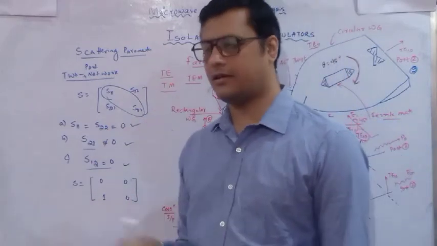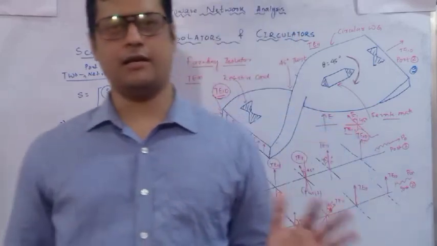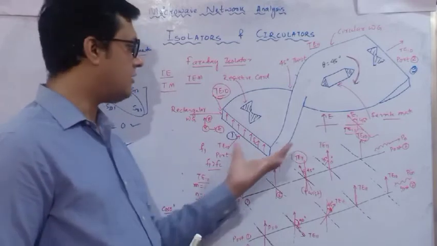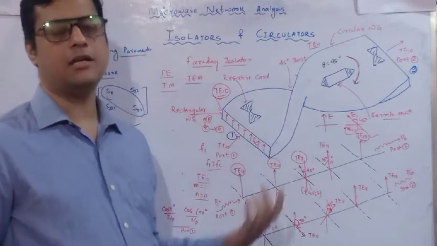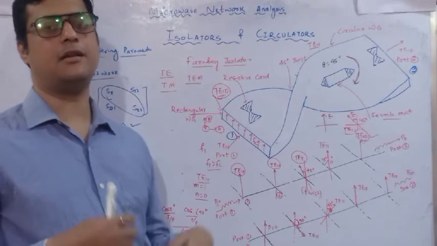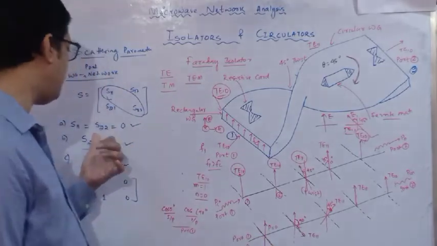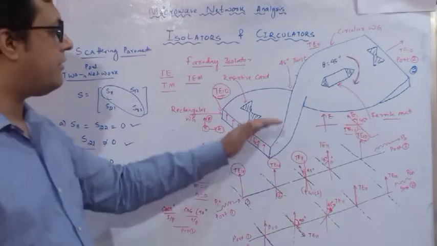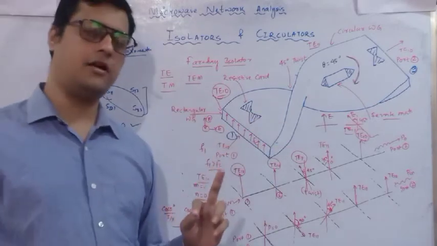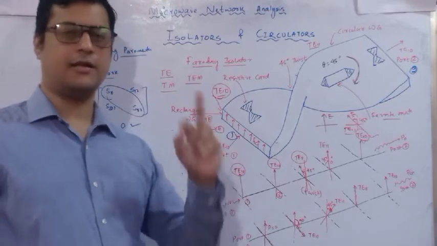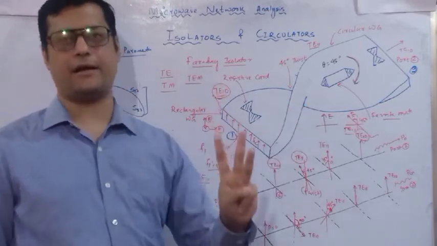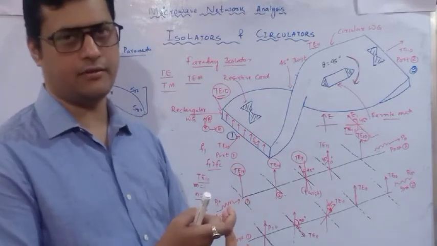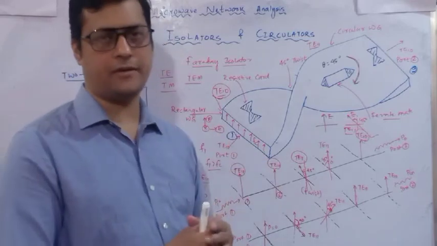Basically, this isolator can identify the isolation factor. Directivity is not possible here. Here we can identify the isolation factor, that is minus 20 log of S21, because S21 exists. For an isolator, only one parameter we are going to determine, that is called the isolation factor. In a directional coupler, we identify three factors: first, isolation factor; second, coupling factor; third, directivity. Okay, this is the working principle of a Faraday isolator.